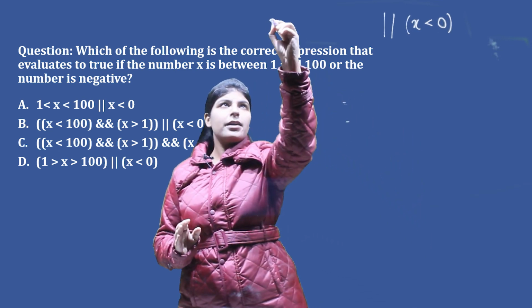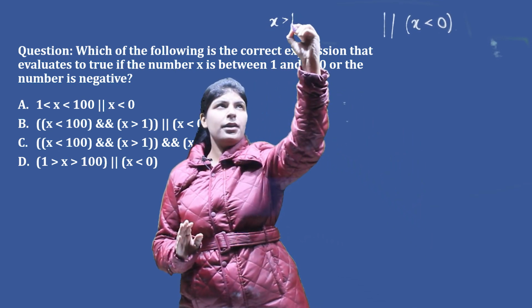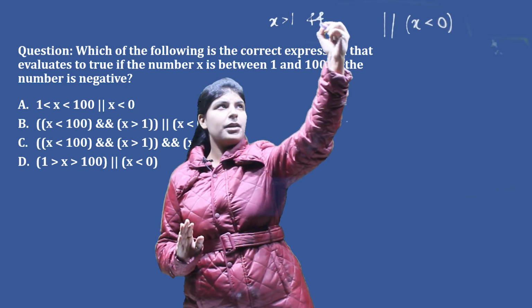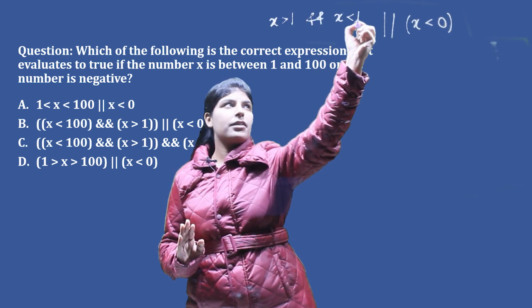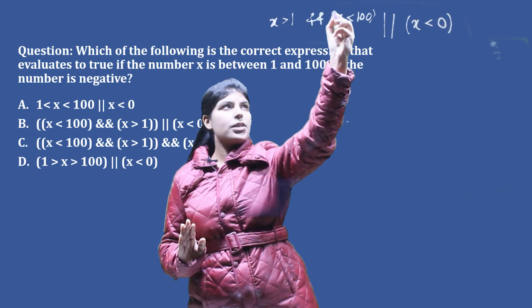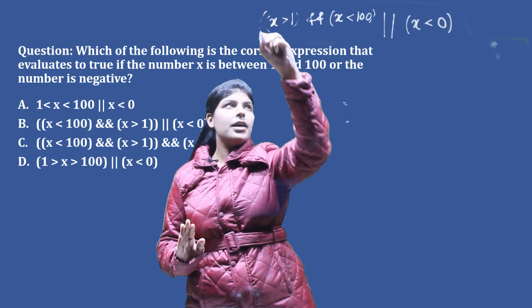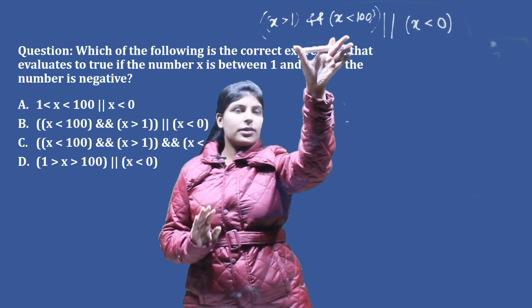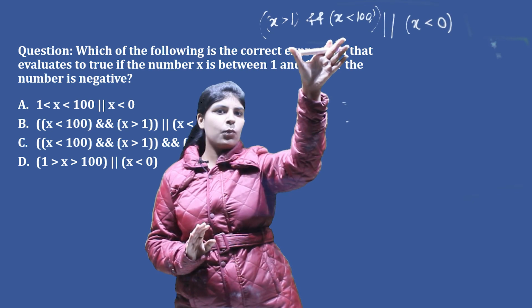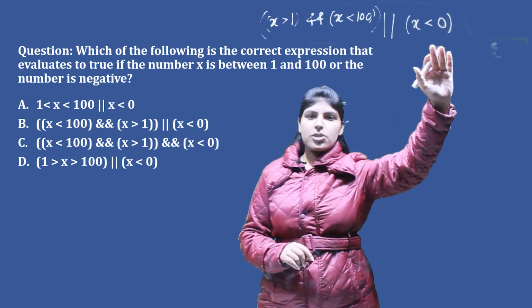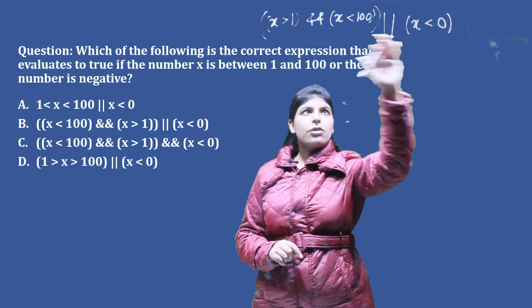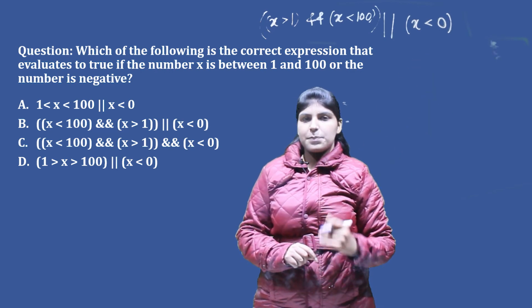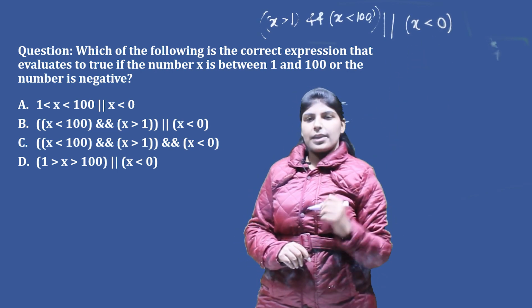So it should be x greater than 1 and at the same time it should be less than 100. So both these conditions should hold simultaneously. That's why I have put the AND symbol between them. So this is the first condition, when x is between 1 and 100, or x should be negative. So in either of these two conditions, the expression should be true. So this is the correct expression.